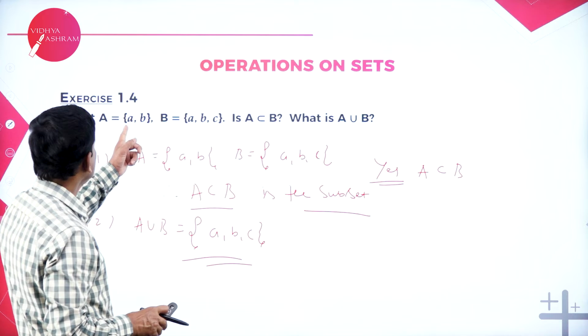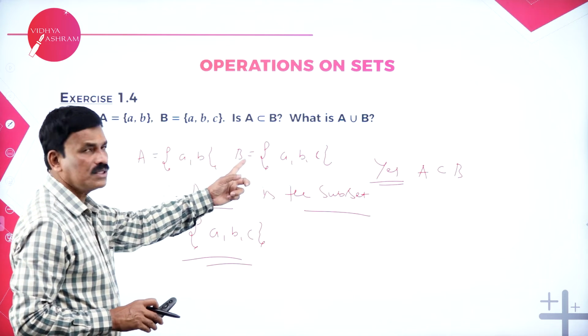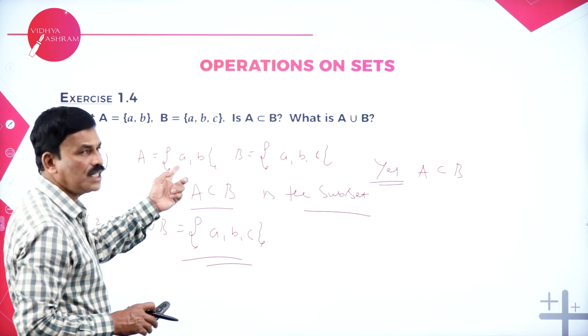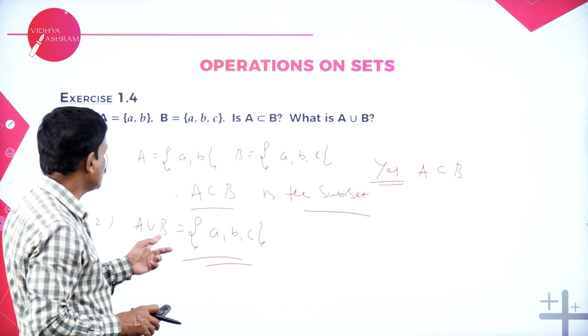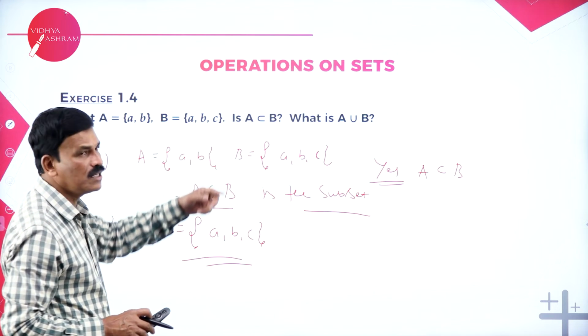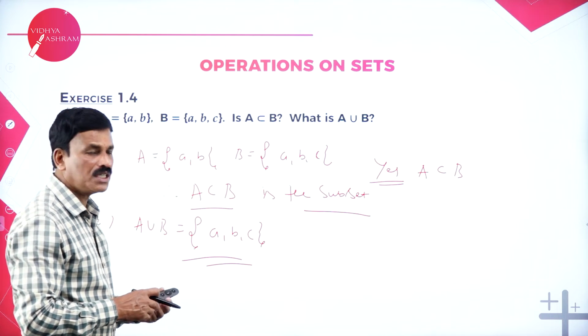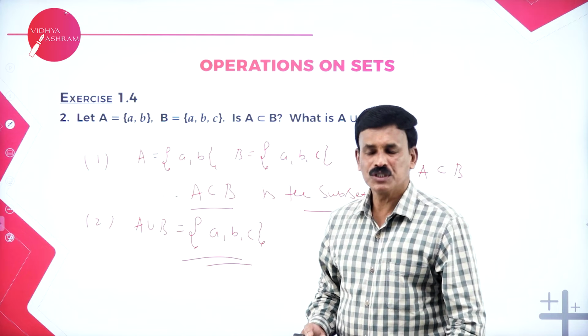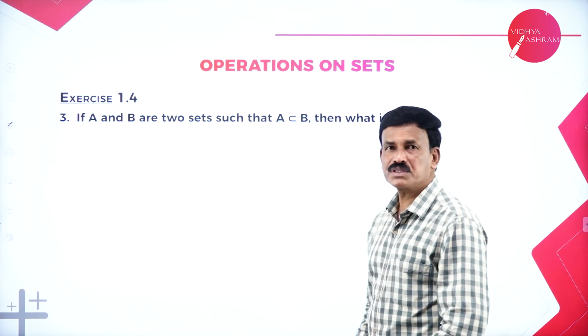Since a and b in the set A are in the set B, A is a subset of B, and the union of these sets is nothing but the elements which are in A and B, which are nothing but a, b and c. Okay, right. Now, let's come to the next problem.